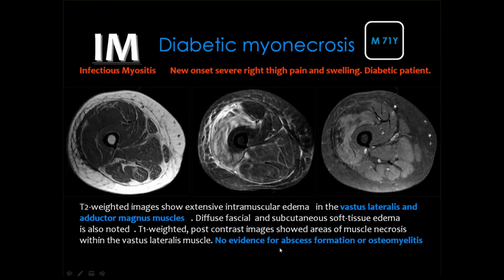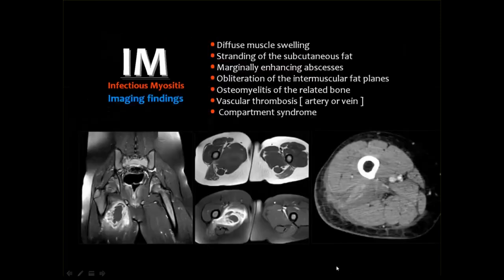What is important is to detect well-formed marginally enhancing abscesses, which are not present in this case, and also to assess the integrity of the bone, which is also healthy in this case. Then here you got infectious myositis with the formation of an abscess, where you can see the marginally enhanced lesion. The MR findings, or imaging findings in general, will include diffuse muscle swelling, stranding of the subcutaneous fat, marginally enhancing abscesses, and obliteration of the intermuscular fat planes.